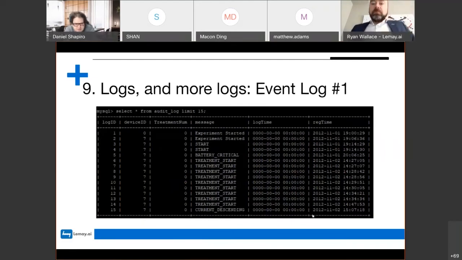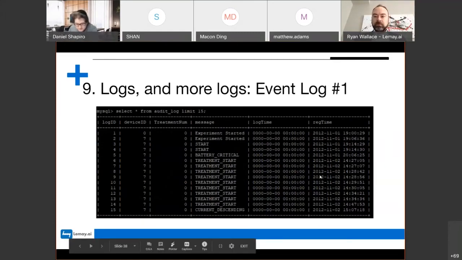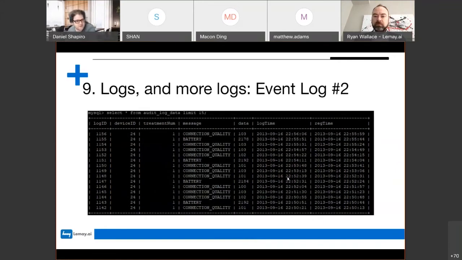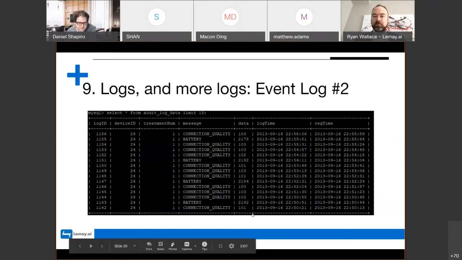Another thing to consider is you have many different kinds of audit logs, event logs, that you can go through and say, at this timestamp, this thing happened. At that timestamp, that thing happened. And over this time series you're going to start to put together a story. So here's one event log, and here's another event log. This event log has this little data column that's pretty interesting.